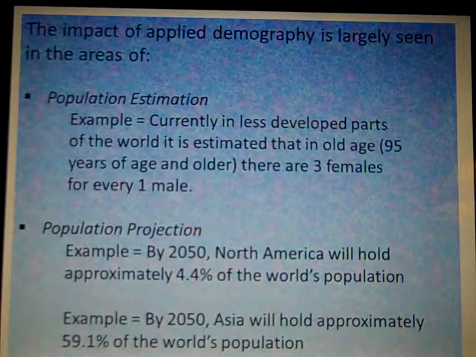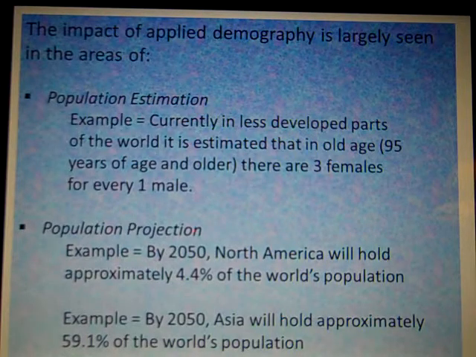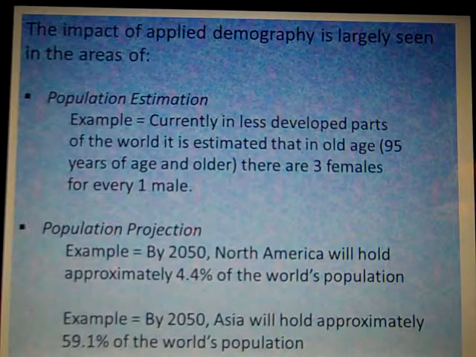So we understand that by 2050, North America will hold approximately 4.4% of the world's population. Now you might think, well, okay, what's the big deal? Well, maybe, maybe not. Let's go to the Asian continent, where there's a real problem. There are real problems with overpopulation. We'll talk about China's one-child policy, because they're so overpopulated. They've actually passed a law in China that says you can't have more than one kid, and if you do, you could get in trouble.